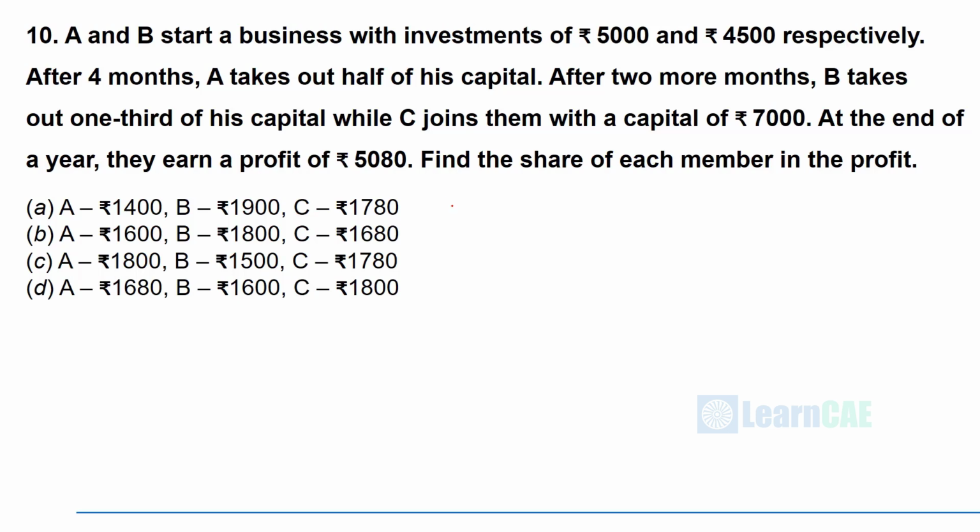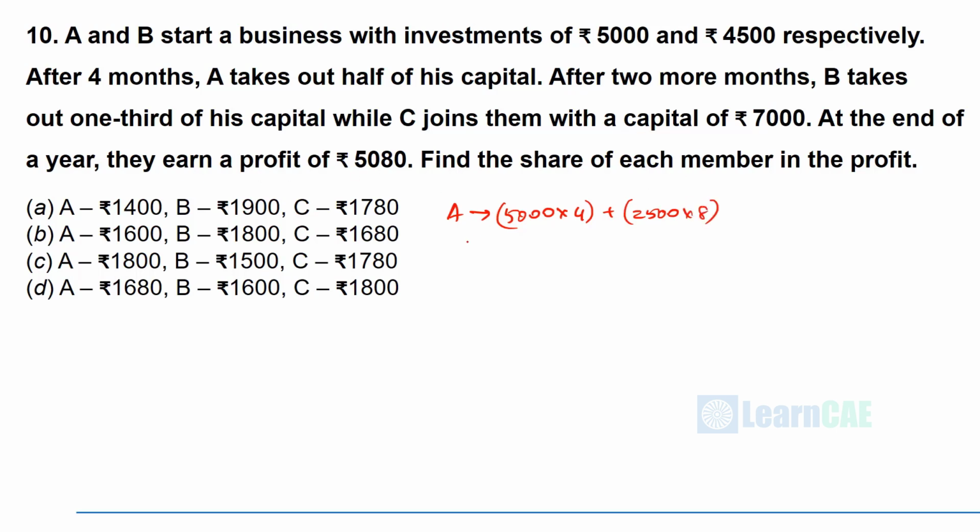Okay. Let us calculate the capital and time period they have invested. A has invested 5,000 for a period of 4 months into 4. And he takes out half of his capital. It means after the 4th month he has taken out half of his capital. So the remaining is 2,500. And he is leaving this for the rest of the year. That is 8 months. Okay.